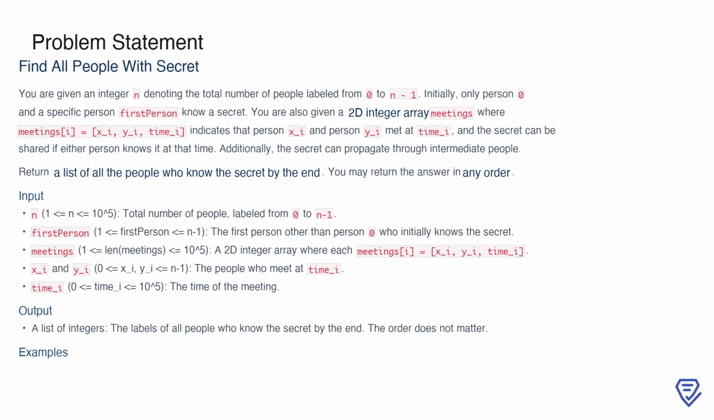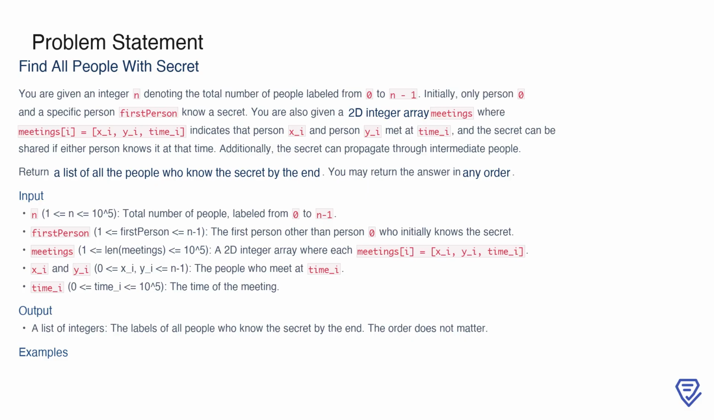You are given n, the total number of people, labeled from 0 to n-1. Initially, person 0 and a specified person, first person, know the secret. The spread of the secret is determined by a list of meetings. Each meeting specifies two people who meet at a particular time, and during the meeting, the secret can be shared if either of them knows it.